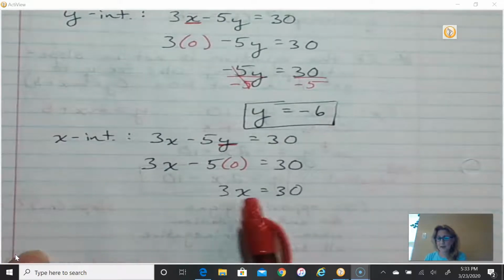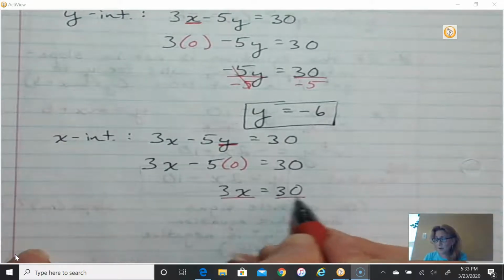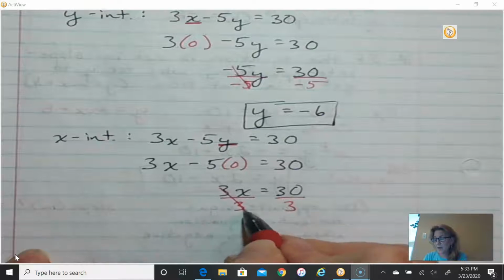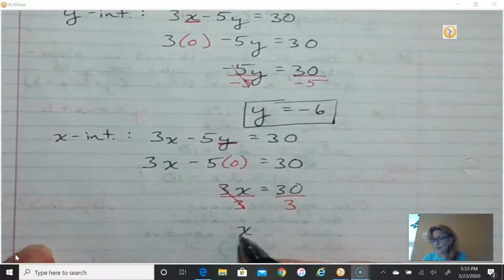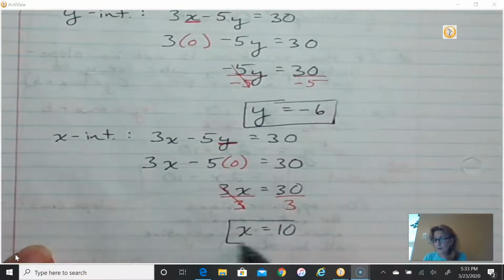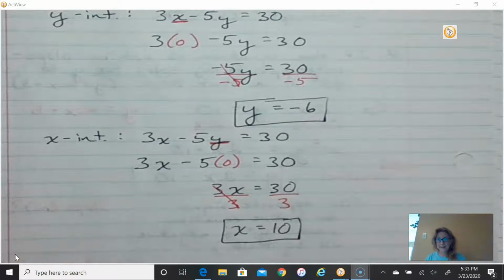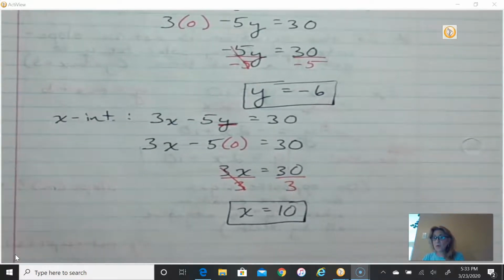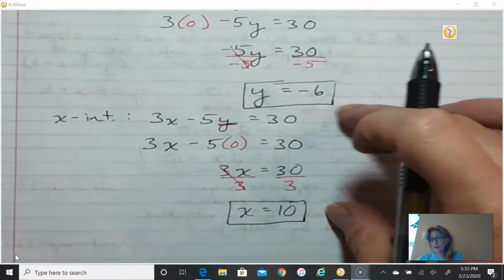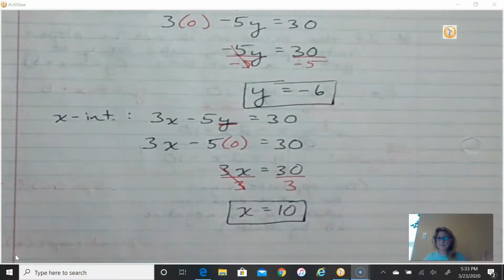I have to solve for that x, isolate the variable. So I'm going to divide both sides by 3. And I'm left with x equals 10. There is my x-intercept. Now, if you were to give me just these two things right here, you're good. I'm happy. I'm not going to nitpick your answers. I'm just happy you got the answers and you understand this. So let's not be crazy on what my expectations are.